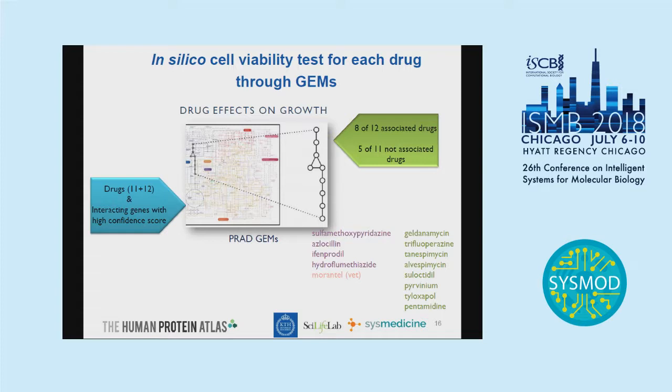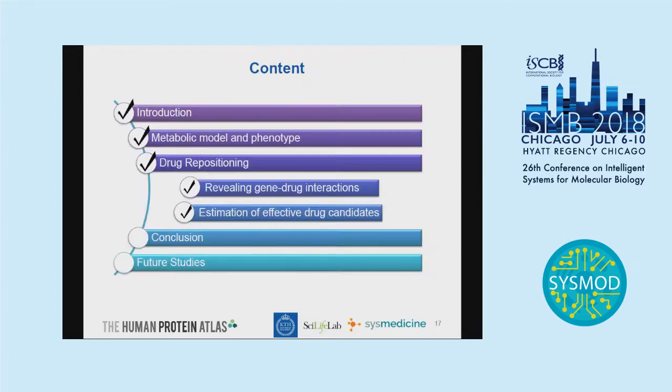And then I went back to my model that we reconstructed. I did in silico cell viability tests, and I used all 23 drugs with the interacting genes with a high confidence score. Then 8 of these 12 associated drugs had an inhibitory effect through the model, and 5 of the 11 non-associated drugs also showed an inhibitory effect after the analysis.